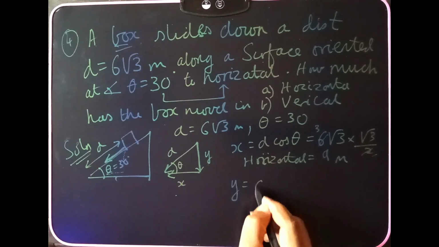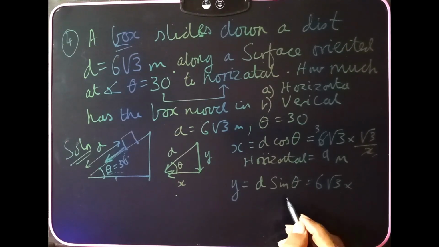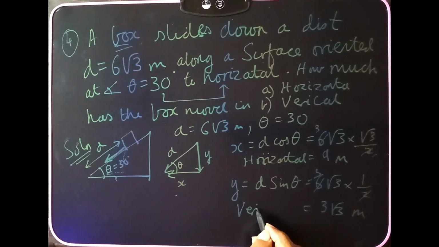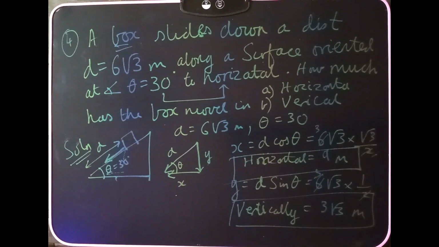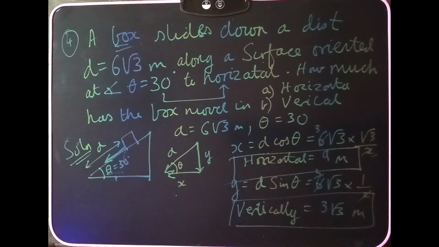Now along y, it will be d sin theta, which is 6√3 into sine of 30, which is half. So this will be 3√3 meters vertically. These are your answers. So vectors are very important. We are actually solving one-dimensional motion problems here. So let us move ahead to the next problem. We'll wipe this out. Next problem, I guess the 7th problem.